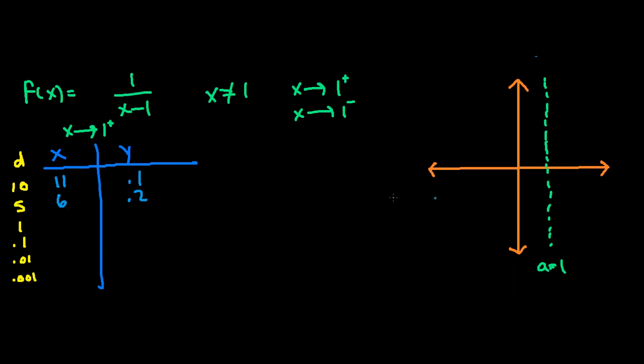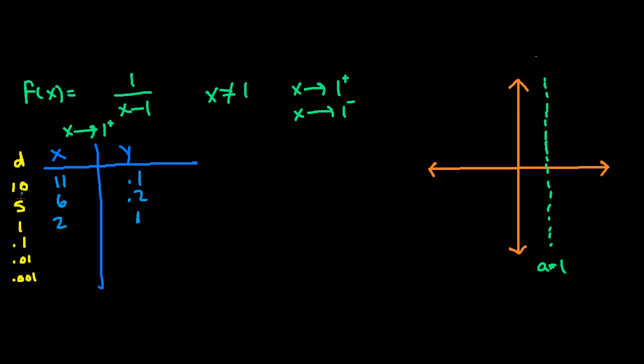Now, for 1 unit away, that's going to be 2. So if I put in 2, I'm going to get 1 over 1, which is 1. So we can see here that we're starting to increase a little bit faster. From 11 to 6, we increased from 0.1 to 0.2, so we doubled. But then from 6 to 2, which is from 5 units to 1 unit.